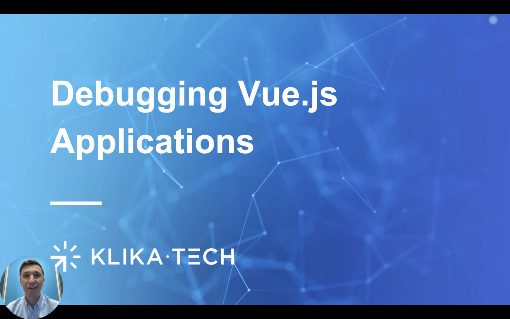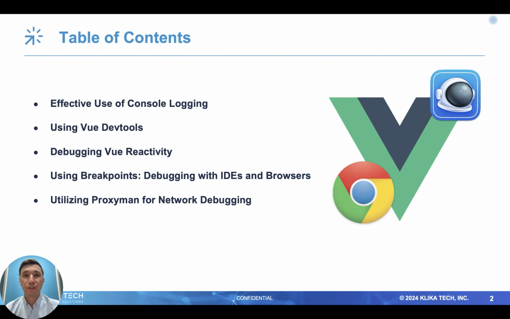I'm a software engineer at Clickattack, and today I'd like to present on how to debug Vue.js applications, share my personal experience, and explain which tools I use. Today, we'll start by analyzing different console logging methods, then quickly look through Vue Devtools, and debugging Vue reactivity. After that, we'll discuss how to use breakpoints in the IDE, in our case VS Code, and then the browser. And finally, we'll use Proxyman for network debugging. I'll try to provide simple examples in order not to overload you.